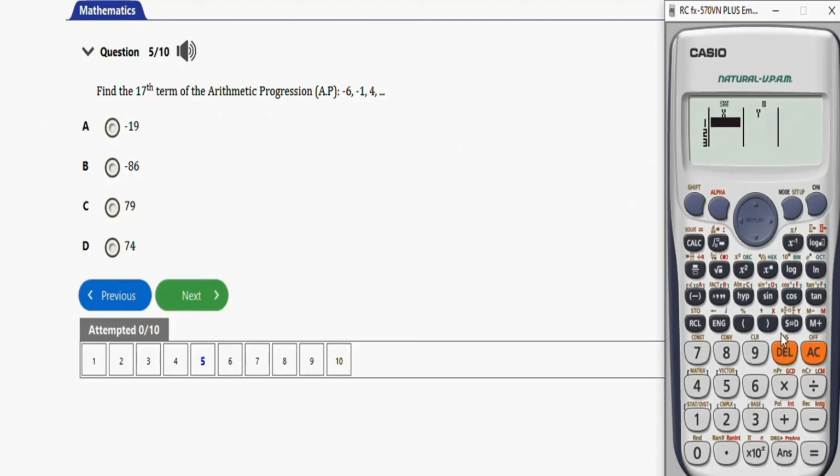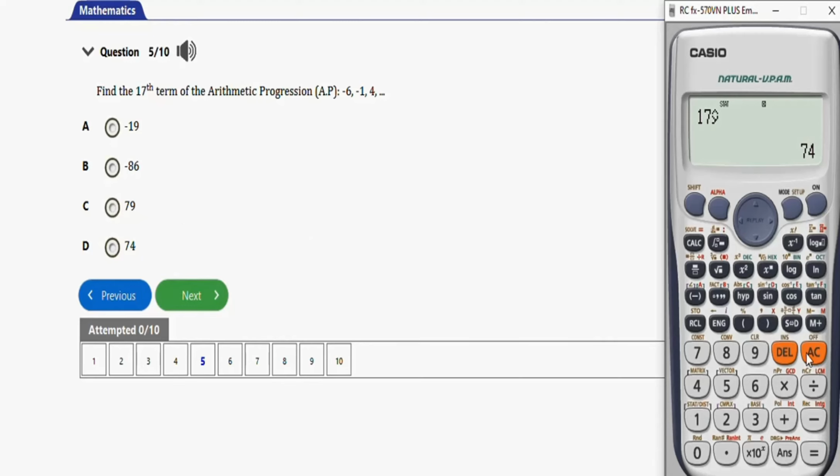So we have up to 3 terms. Let's make use of only 2, the 1 and 2. Alright, so the first term is minus 6 and the second term is minus 1. So the values are stored. Okay, let's press AC. We have to find the 17th term. So press shift, then option 1, regression, option 5. So come here and put 17. That's the first equal to. So we have 74. Option D, the right answer.